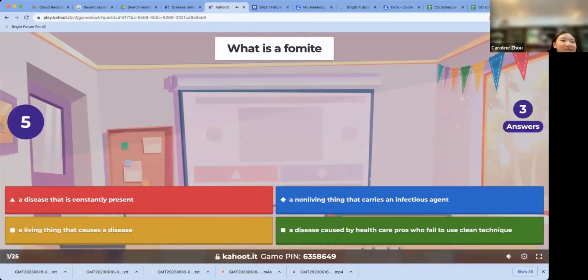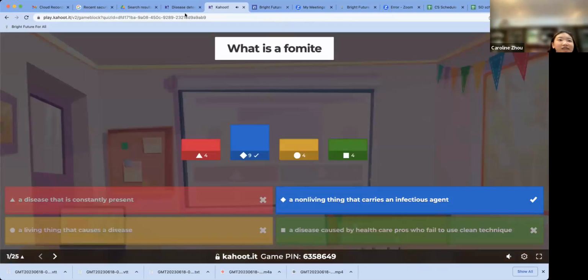So first, what is a fomite? Yeah. It's a non-living thing that carries an infectious agent. So it doesn't cause the disease itself, but it just carries the thing that does cause the disease to the person to be infected. Okay, we can go to the next question.